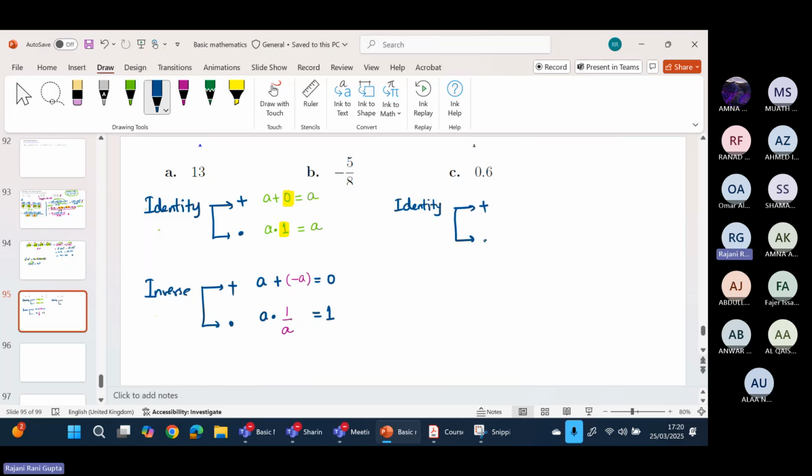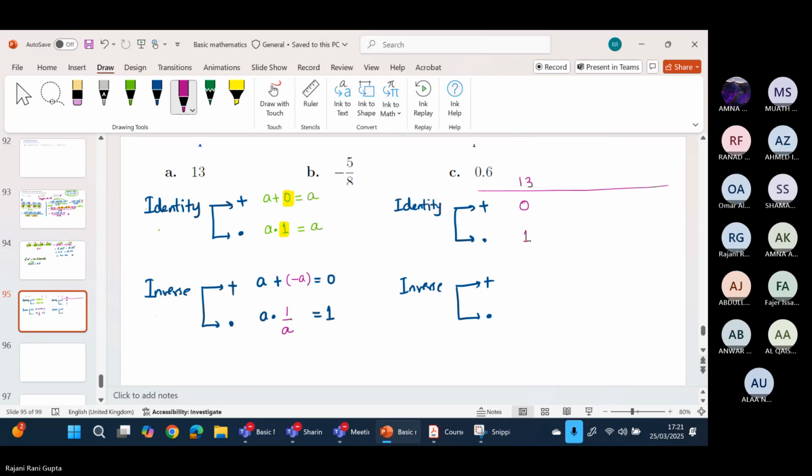Identity for addition and multiplication. Inverse for addition and multiplication. Yes, if your number is 13, what is the identity? What do you add to 13 so you get 13? 0. What do you multiply 13 by so you get 13?